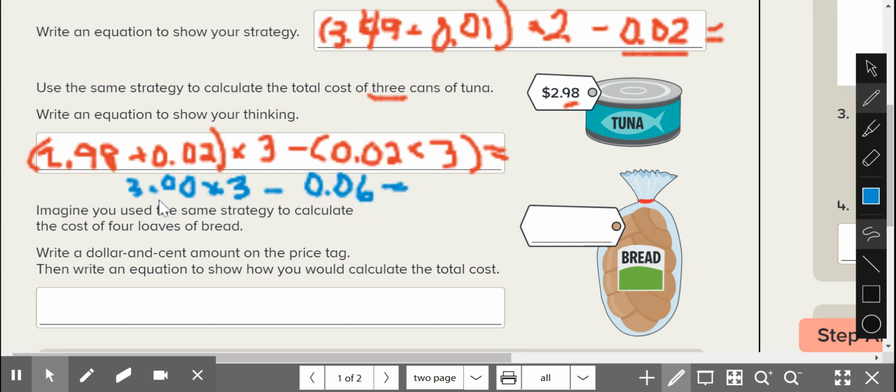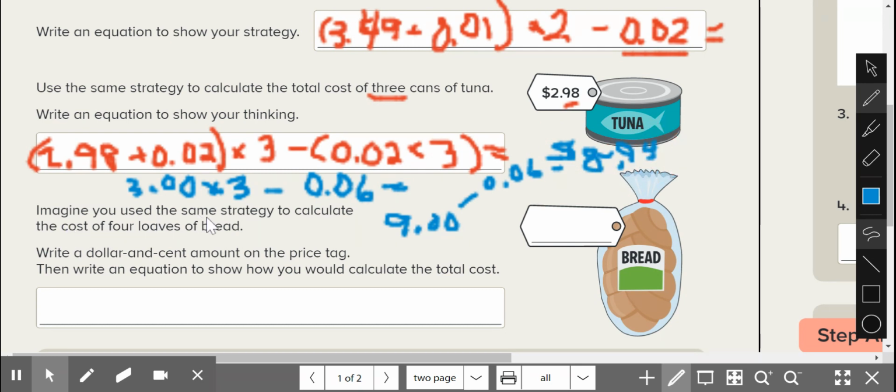Okay, next step is $3 times 3, that's $9. And I'll subtract, I better go up this way. Oh, yikes. I'm going to subtract out 6 cents. So if I have $9 and I have to subtract out 6, I'm going to end up with $8. Put my dollar sign there. And 94 cents.